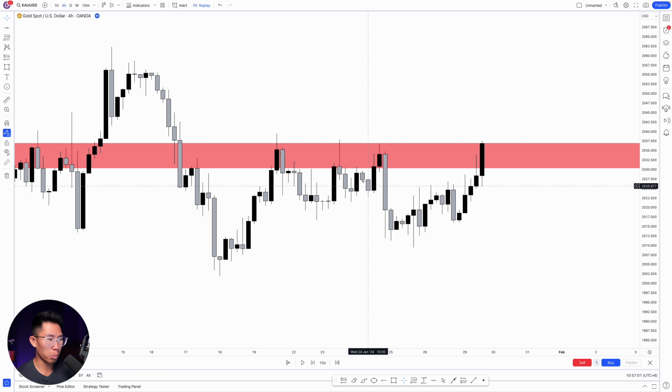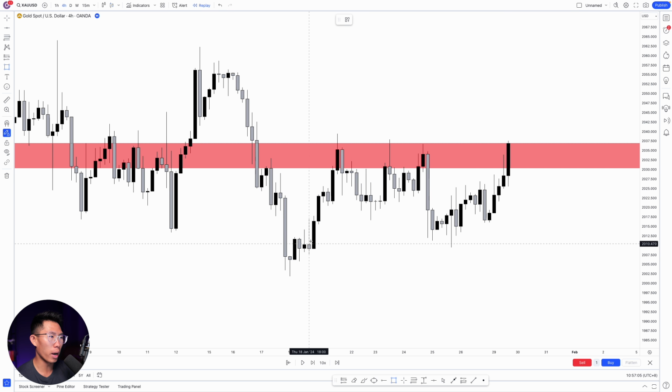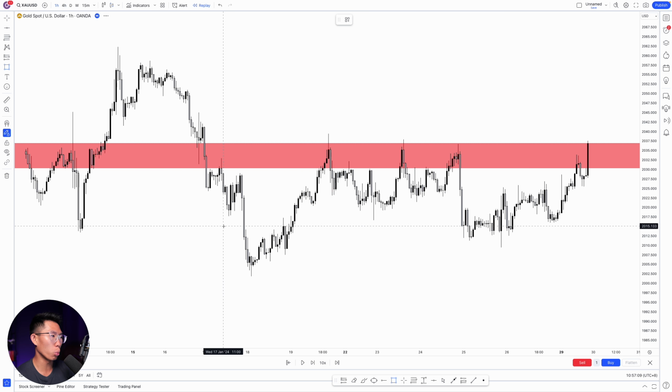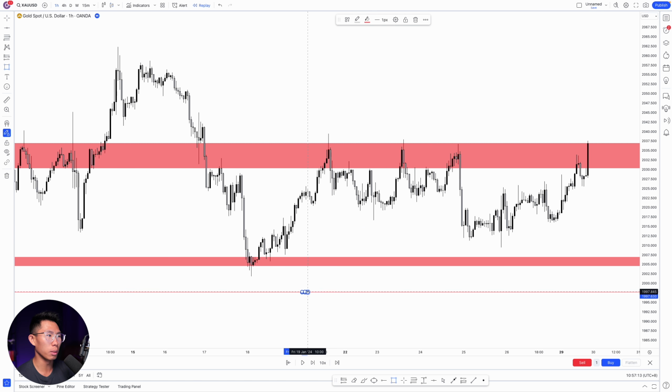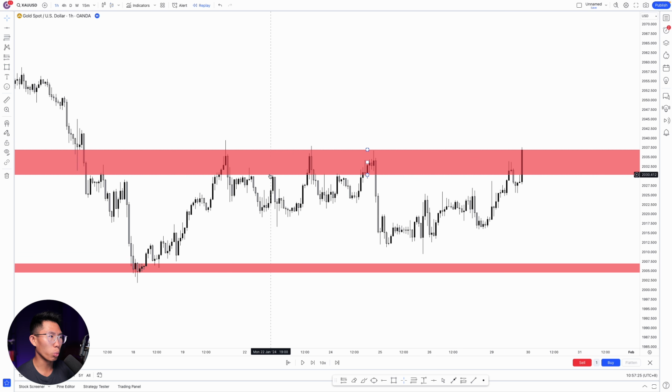After you mark up your supply zone, you also want to mark up your demand zone, and I can see there's a buying inefficiency right here. So I will even go down to the 1 hour time frame to make my demand zone much tighter. Over here there's actually a demand zone area right there, and just to make the supply zone nicer, I'll just mark it like right here.